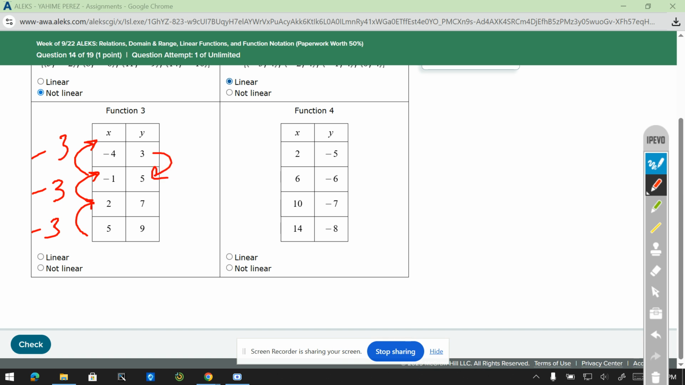Okay, and now I'm going to check the y's from 3 to 5, that went up by 2. From 5 to 7, that went up by 2. And from 7 to 9, that went up by 2. So that is all going to be linear.